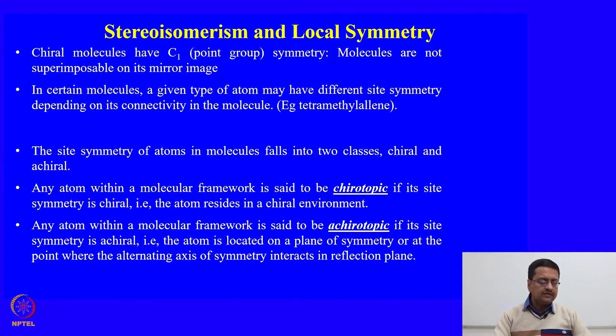What we know about chiral molecules is that they have C1 point group symmetry. These molecules are not superimposable on their mirror image. Just like the right hand and left hand cannot be superimposed, chiral molecules have C1 symmetry, so they cannot be superimposed on their mirror image.